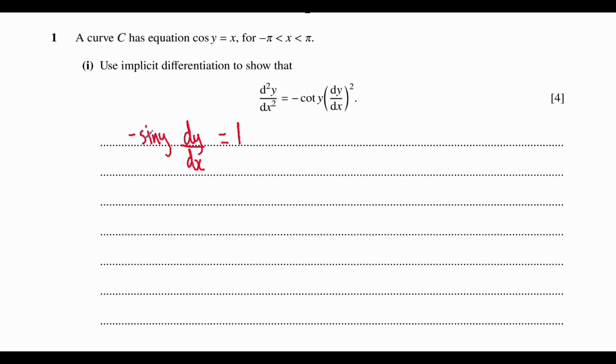Now we take the second derivative. So let's take the derivative with respect to x on this thing again. So the derivative of negative sine y times dy by dx. Treat this as two different functions. So you have negative sine y as one thing and dy by dx as the other. So the derivative of negative sine y is negative cosine y times dy by dx. And then it's the product rule, so we just multiply it by the second function, which is dy by dx.